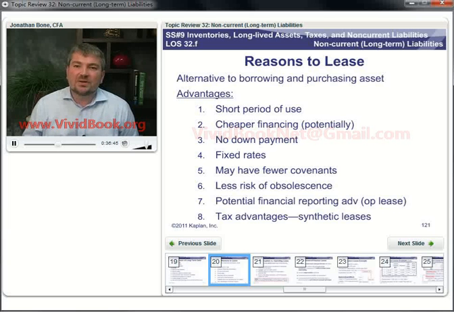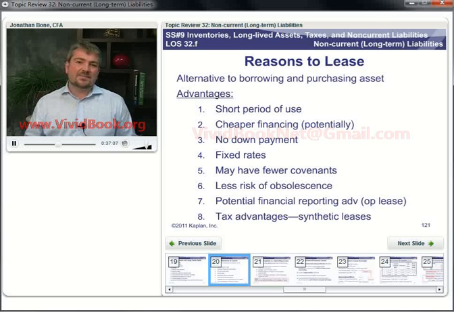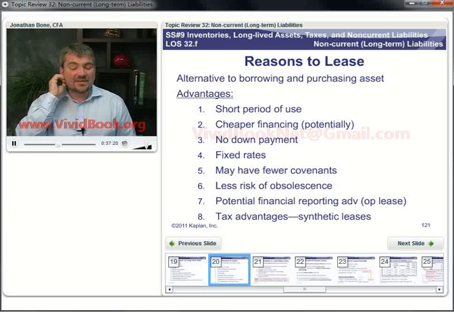Potential financial reporting advantages with operating leases. Well, we're going to see these in a second. We tend to refer to our operating leases as being off-balance sheet finance because there's no recognition of an asset in our accounts. There's no recognition of a liability, even though we have the obligation to make future lease payments. Okay, that's only operating leases. And also under US GAAP, there can be some tax advantages with synthetic leases. A synthetic lease would just allow you to report an asset and a liability in your balance sheet, and you're allowed to deduct depreciation on the asset even though you don't legally own the asset.